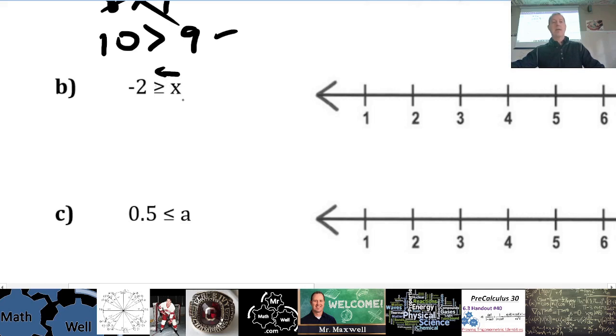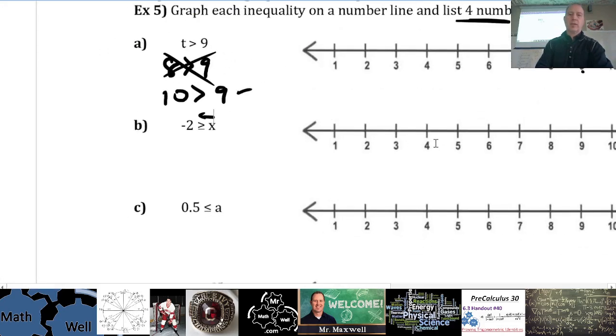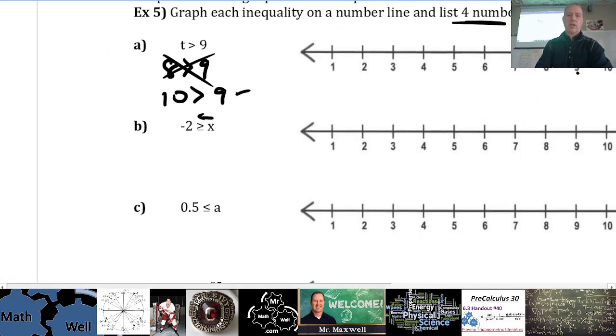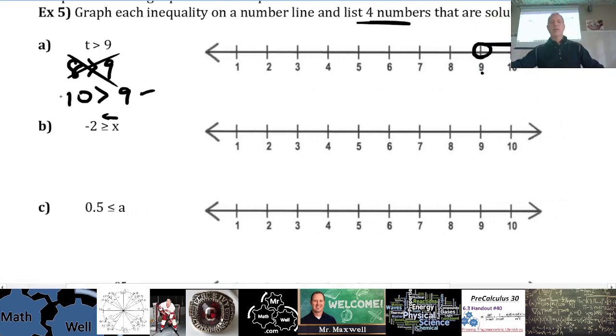Now, I like doing it that way. You can think of this too. -2 is greater than all of the possible solutions. -2 is greater than or equal to all the possible solutions. So that's going to turn out to be this. We're going to go to -2, and because there's a little equal sign there as well, we're going to fill that in, solid. Okay?